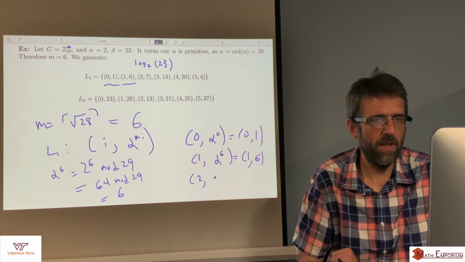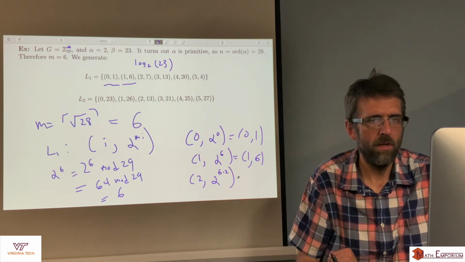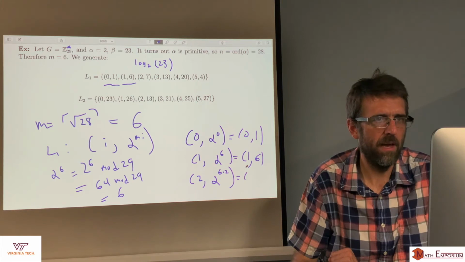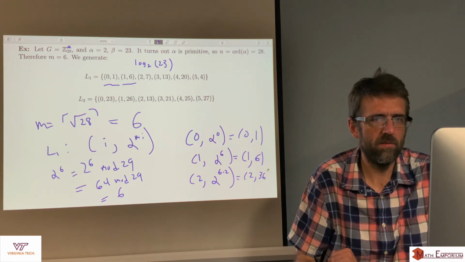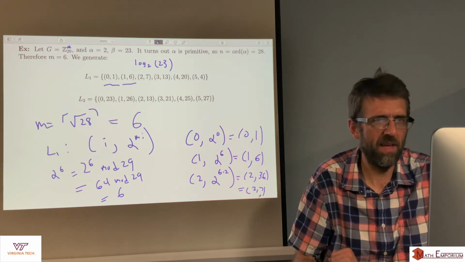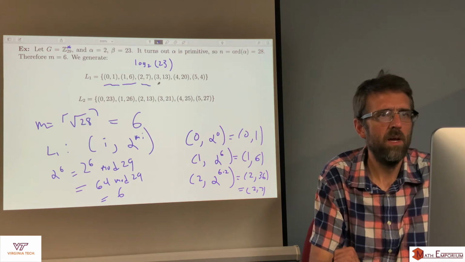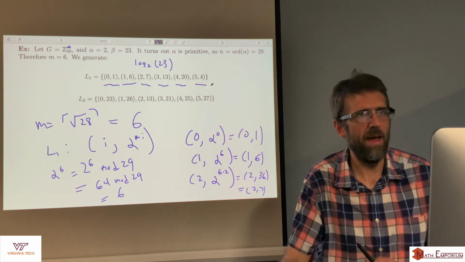So we get 2 comma alpha to the 6 times 2. We're going in steps of alpha to the m, which is just this squared. So that's 2 comma 36. But we're working mod 29, so that's 2 comma 7. That's where this comes from, and hopefully you can fill in the rest of those entries based on that.